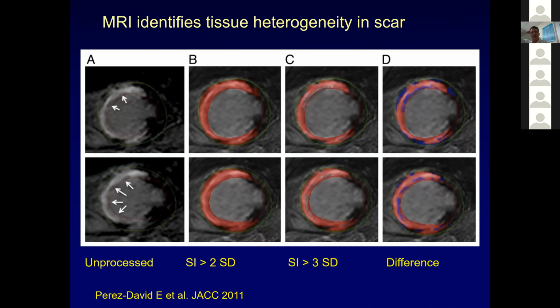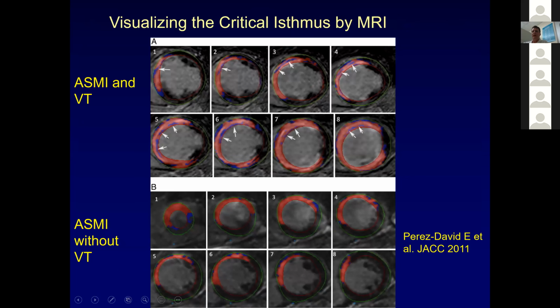Okay. And so, in follow-up to that, an EP group then looked at MR heterogeneity, tissue heterogeneity, and scar, and wondered about predicting scar channels. This is a patient with an anterior septal MI and VT.